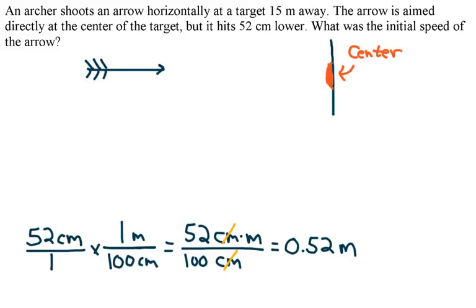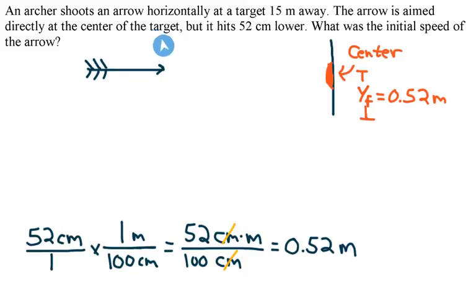Now let's draw this on our picture. That is my vertical distance that the arrow drops. Whenever this arrow hits, it hits 0.52 meters below the center. So that is my vertical drop. We'll call this YF, because it's in the vertical direction, equal to 0.52 meters. That's how far it drops.